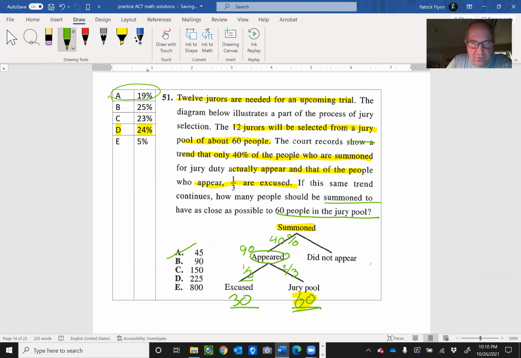Now, 40% of the people that summoned appear, right? So I got to think 40% of what number, 0.4 of what number is equal to 90? Well, if I solve that, I wind up with 225, and that's our answer, choice D.